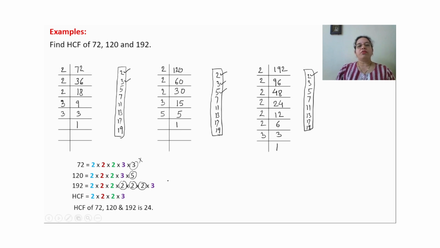So this way you can find out which method is more time saving for you, which method is easier for you. You can use any method. If the method's name is not mentioned in the question paper, find the HCF by the prime factorization method or the continued division method. If it is not written, then your choice, otherwise go to the method which is written in the paper.